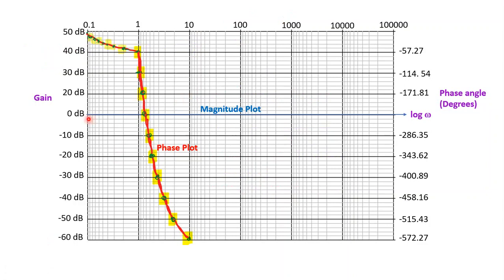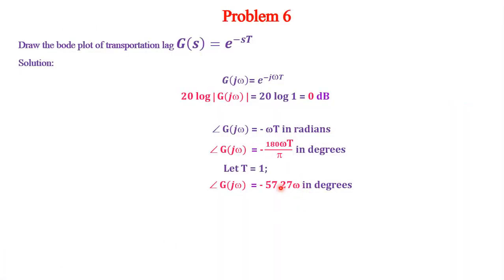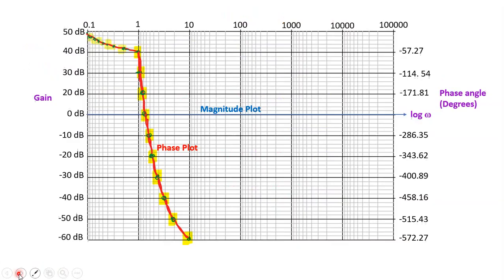So we know the magnitude plot is a 0 dB line. I started the frequency from 0.1; anyway I can take any frequency, that's not a problem. Since it is 0 dB, I can take any scale, I don't have to worry about that. Even though I could have started at 0 dB, I have started at 50 dB, just for a change. So this is gain in decibel, and this is phase angle in degrees. I know that it is going to be minus 57.27 omega degrees. At 1 radian per second, it is minus 57.27 degrees.